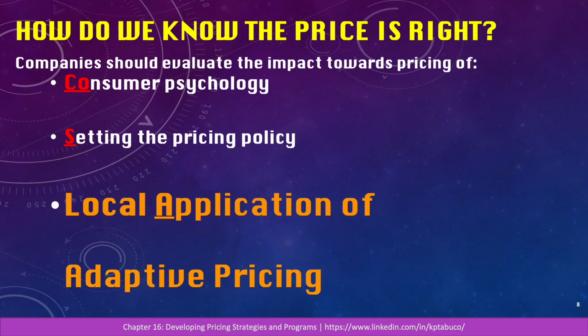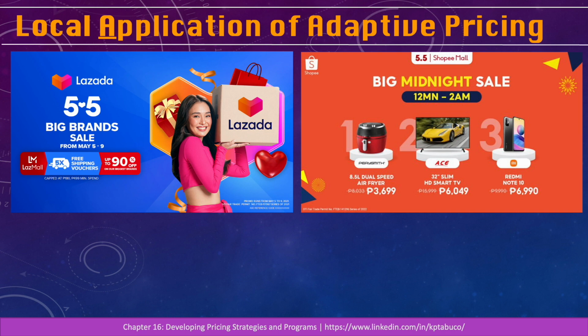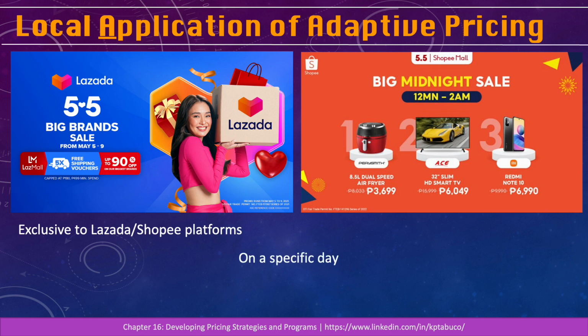A local application of an adaptive pricing program is the recently concluded Shopee and Lazada 5/5 sale. Customers want the best deal. Participating brands in Lazada or Shopee slash their prices by offering discounts and promotional offers exclusive to these platforms on this specific day only. Some brands would even include higher discounts from midnight to 2 a.m. or participate in flash sales to attract higher demand and market penetration.